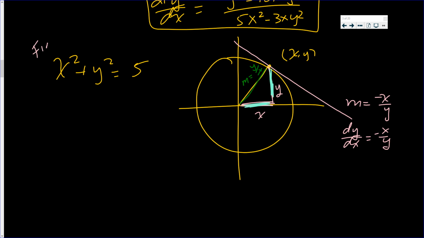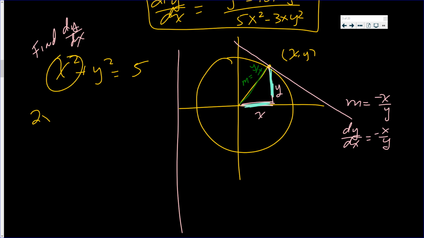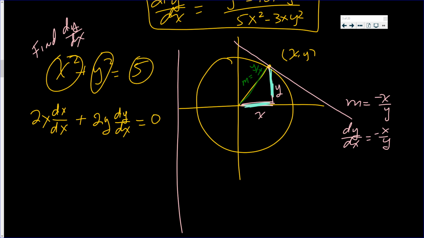By the way, I should have said find dy dx. Okay, so we know the answer, but let's use calculus. The derivative of x squared is 2x. X squared is in terms of x, and we're taking the derivative with respect to x, plus y squared, the derivative is 2y. It's in terms of y, and we're taking the derivative with respect to x, and the derivative of a constant is 0. And that's also 1. So we want to solve for this term first. So let's bring that over.